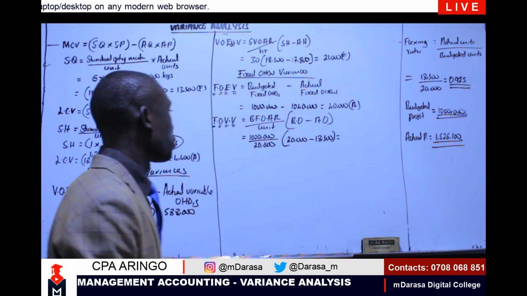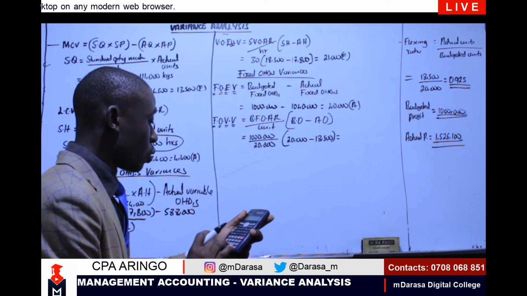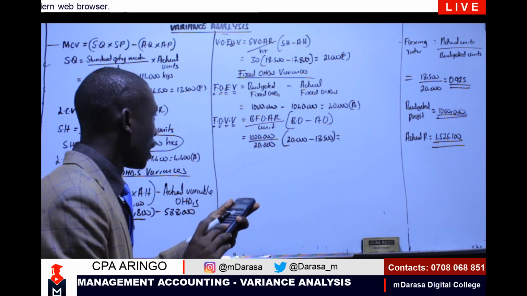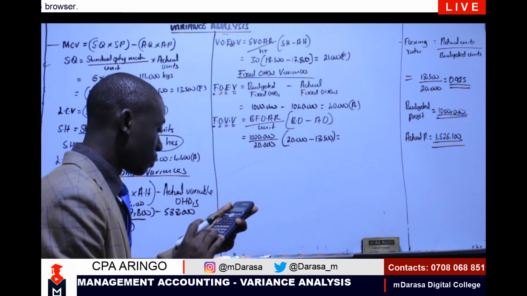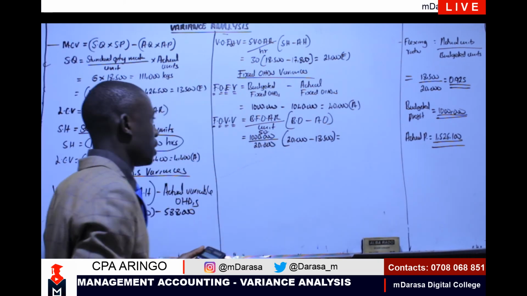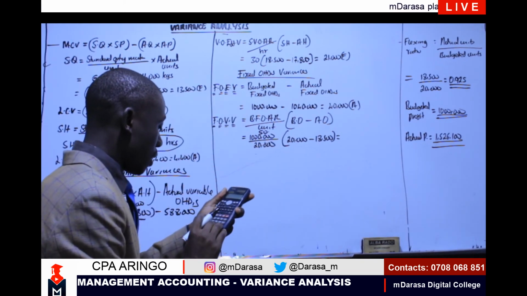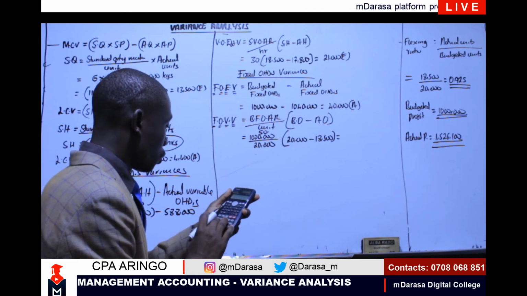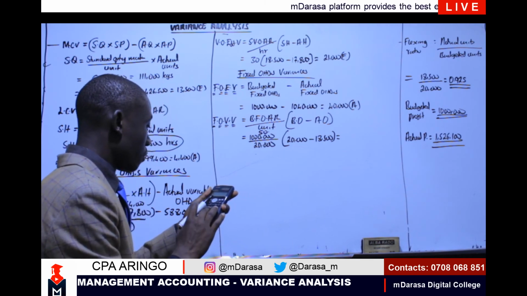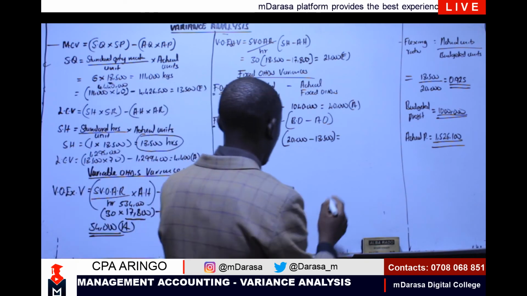So the fixed overhead absorption rate, I should be talking of how much? 1 million, divided by 20,000 to give us 50. So I'll be having the 50 times 20,000 minus 18,500. That should give me a figure of how much? 75,000.